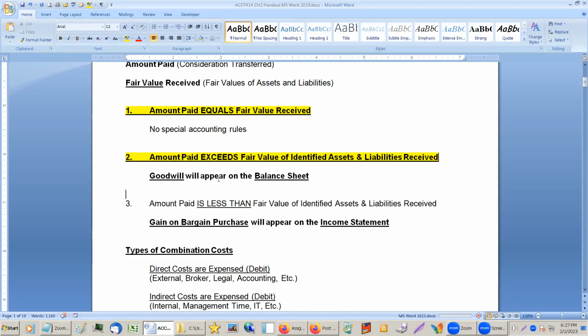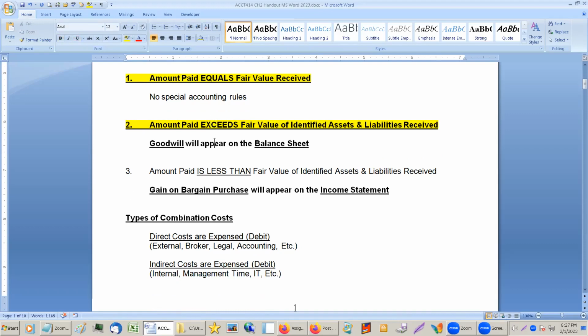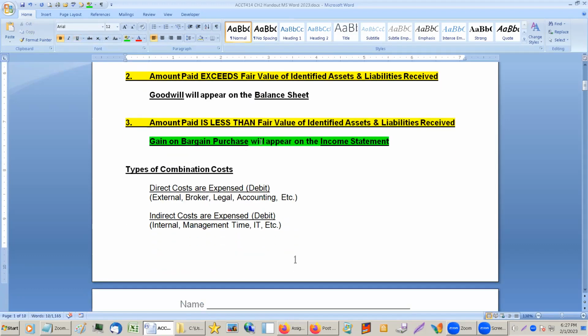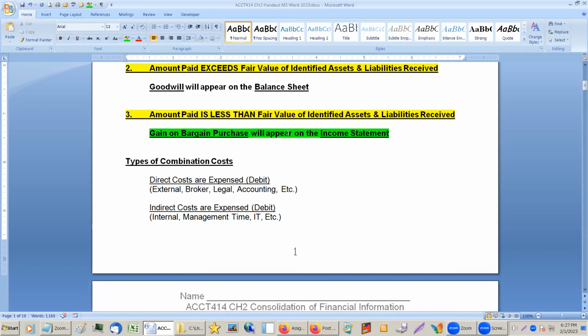Okay, so if it exceeds the fair value, then goodwill will appear. So sometimes they'll have goodwill based on the company being run better than usual, more profitable than usual, like we talked about. And this third one is the strangest one. Well, it's strange now to me, or when it first came out. You'll have a gain on the purchase if the amount you paid is less than the identified assets.